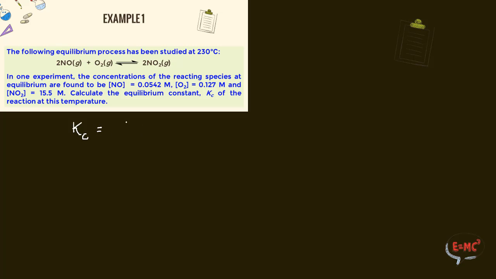Okay, so now write the Kc expression. So firstly, it is equals to concentration of nitrogen dioxide power of 2 divided by the concentration of the reactants. So we have 2 reactants. So hasil darab dua concentration reactant ini, concentration of nitric oxide power of 2 times the concentration of oxygen gas. So this is the Kc expression. Wajib tulis. It is a must.